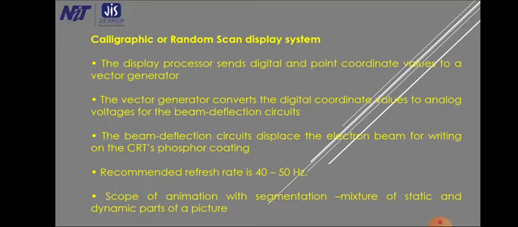Calligraphic or random scan display system. The display processor sends digital point coordinate values to a vector generator. The vector generator converts the digital coordinate values to analog voltage for beam deflection circuits. And what is the recommended refresh rate? The recommended refresh rate is 40 to 50 Hz. Scope of animation is possible.